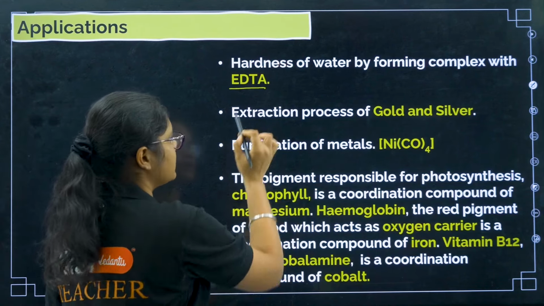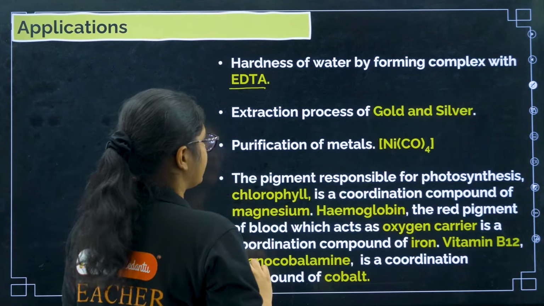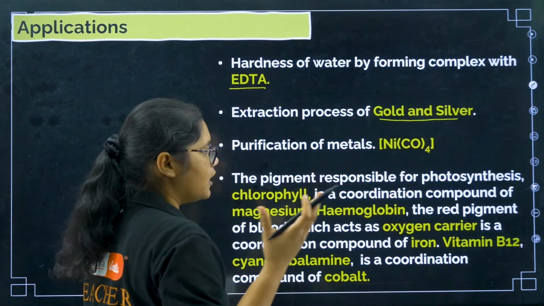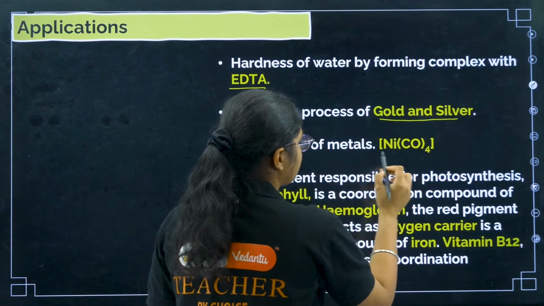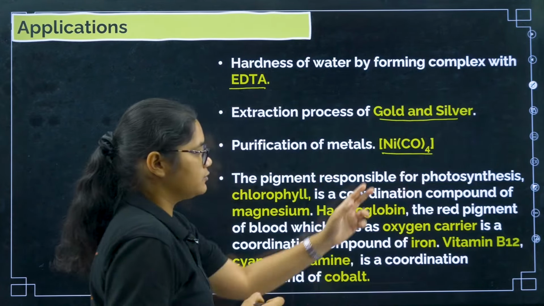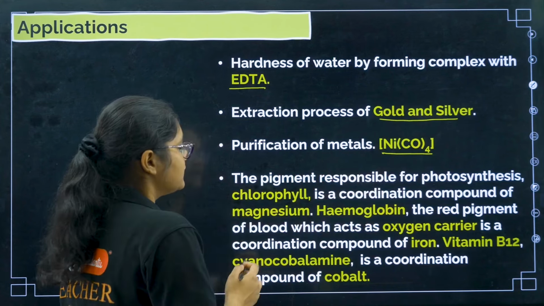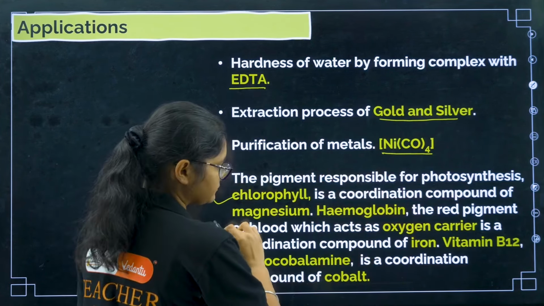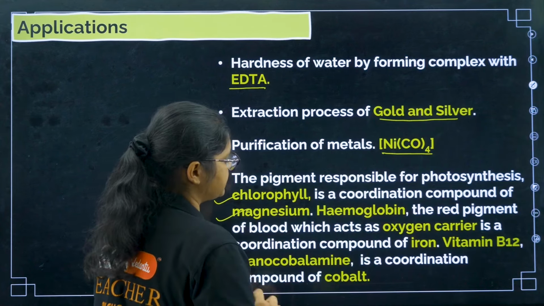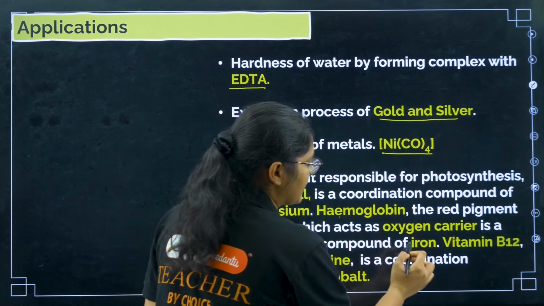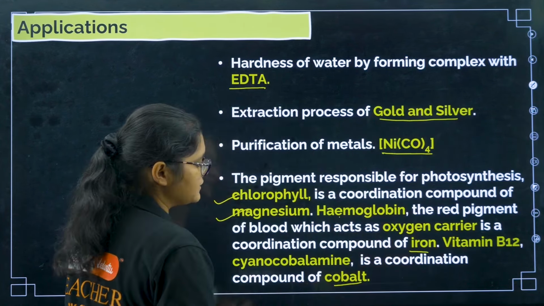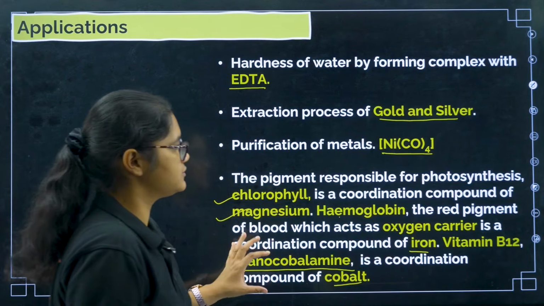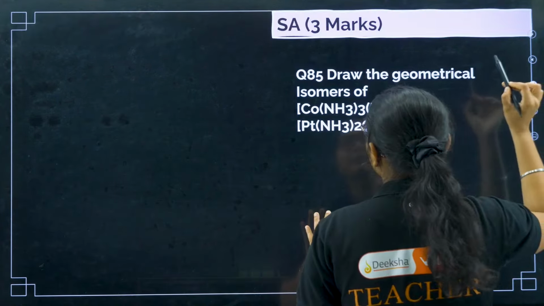Hardness of water is removed by EDTA. Extraction of gold and silver uses coordination complexes. Purification of metals can be done using Ni(CO)4. The pigment responsible for photosynthesis is chlorophyll, a coordination compound of magnesium. Hemoglobin has iron, and vitamin B12 has cobalt and is called cyanocobalamin. These are all applications which you should remember.